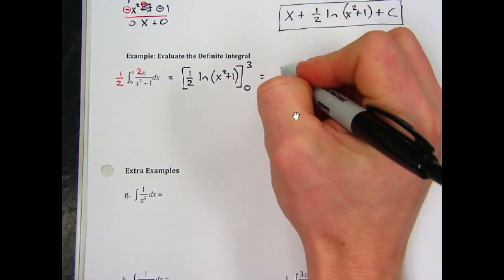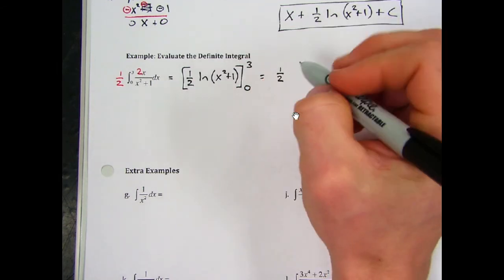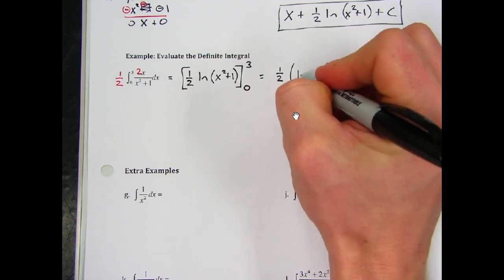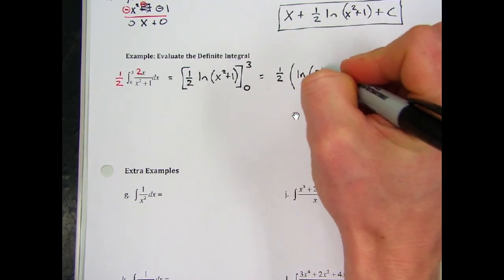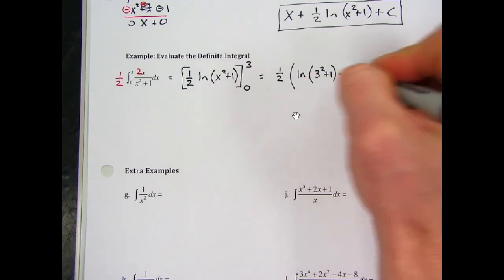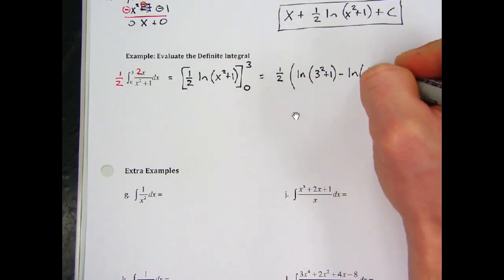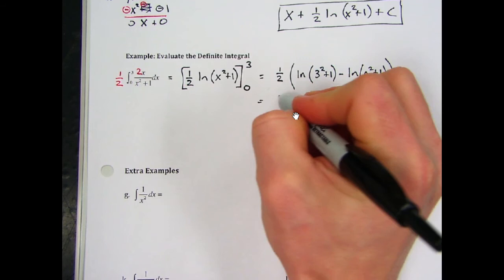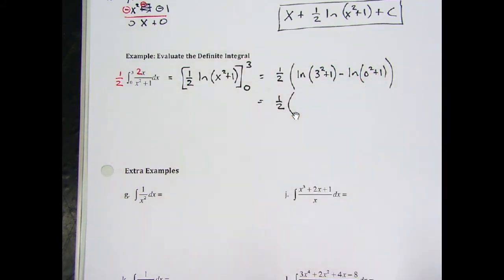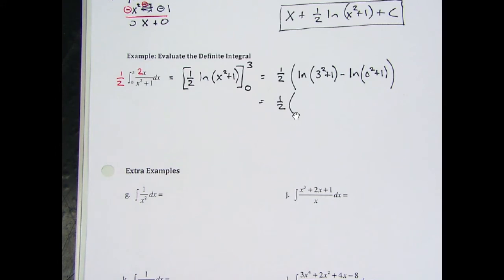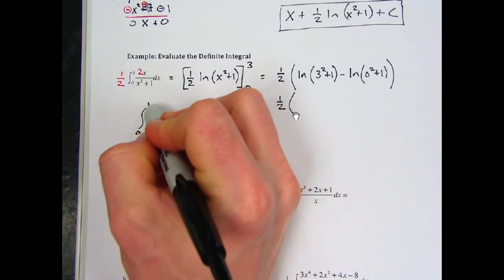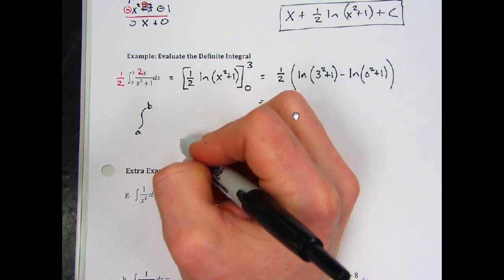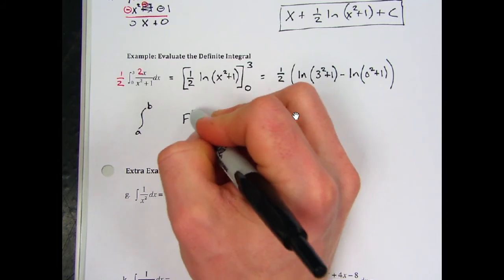And so now, just plug it in. So 1/2, we can pull that out. It's natural log of 3 squared plus 1 minus natural log of 0 squared plus 1. It's the fundamental theorem of calculus. So it's f of b minus f of a.